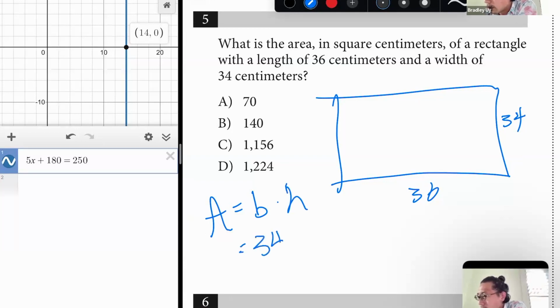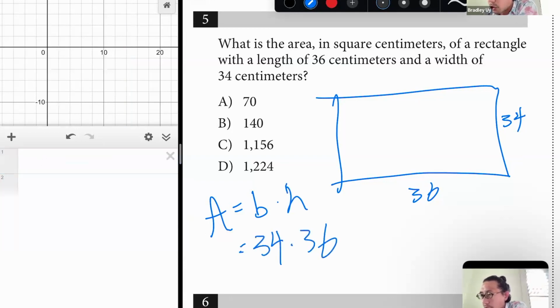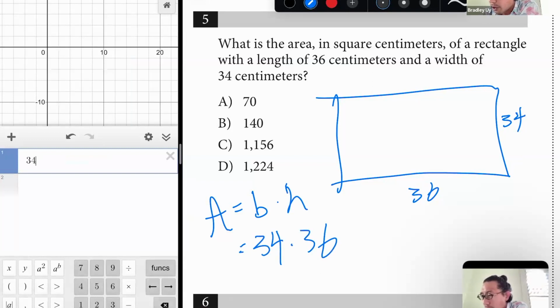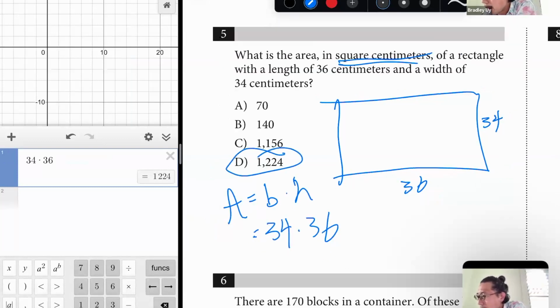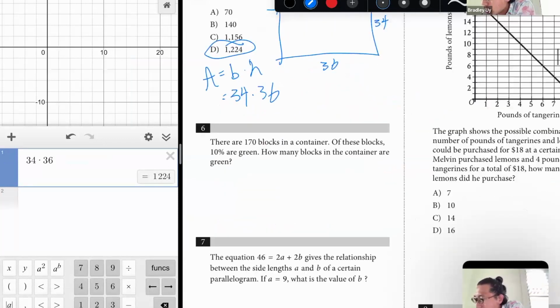So we're just going to take 34 times 36 on Desmos, which is the only calculator that you will have, so get used to it. 34 times 36 is 1224, which is D, and that will be in square centimeters. All right. Next question.